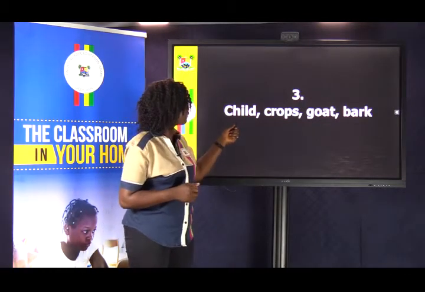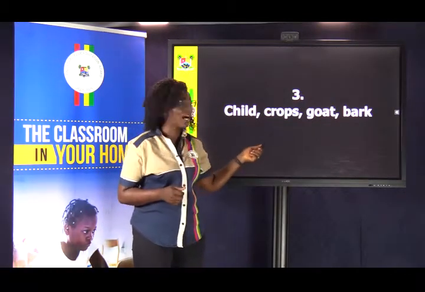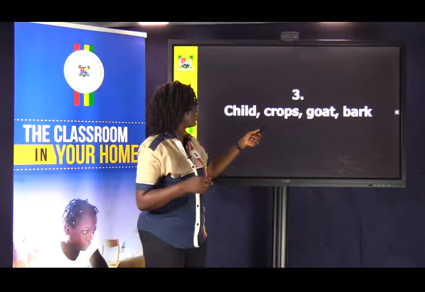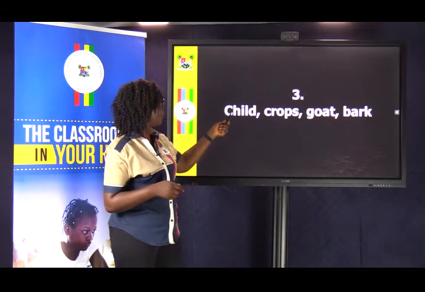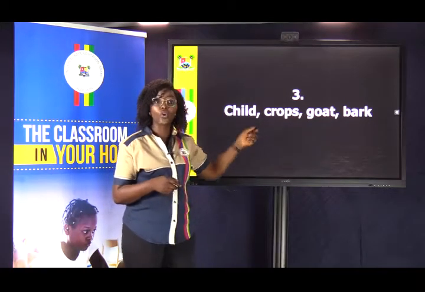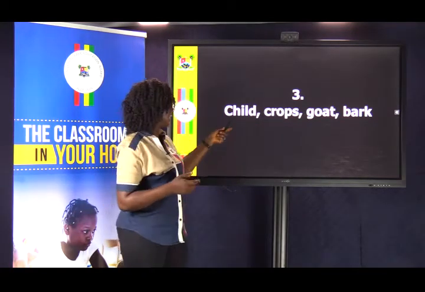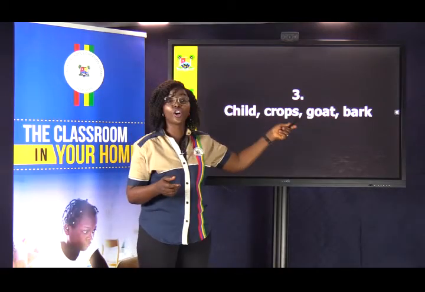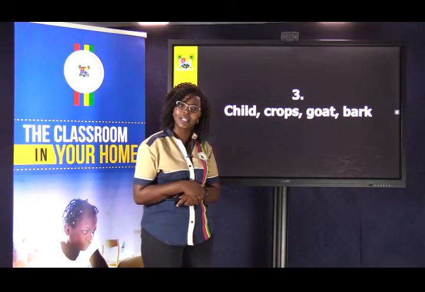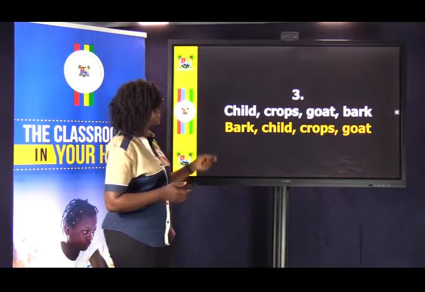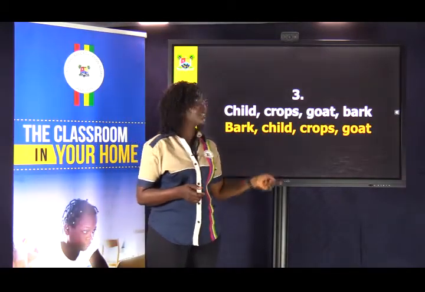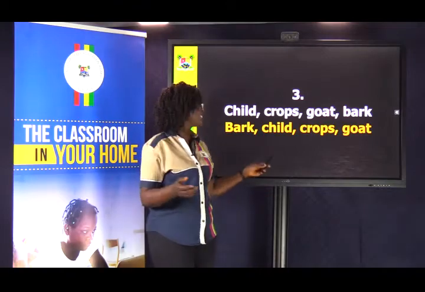Okay, in this one we have two letter C, but before C we have letter what? We have letter B. So letter B, back. After letter B we come here, we have CH, we have CR. So which comes first? CH, child, crops, goats. Did we get it correctly, children? Okay, let's check. Yes, we are correct. We have back, child, crops, goats.